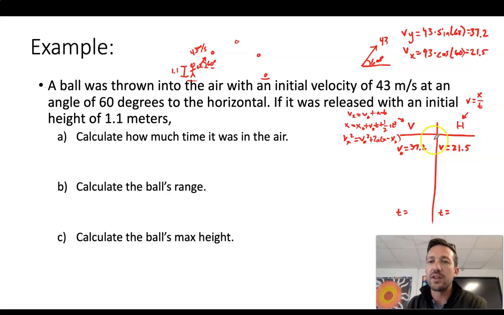Okay, so now we did that. That was the whole new component. Everything else should be the same, okay, from what we've been doing. So our initial position vertically was 1.1. Vertically, gravity was the thing making it move, right? Down and up. Calculate how much time it was in the air. Well, that means we want to figure out when the position, the final position, right, is equal to 0. That's what we want to do. So I'll put that right here. So we want to find out when our final position is equal to 0, because that'll tell us how long it was in the air, right?